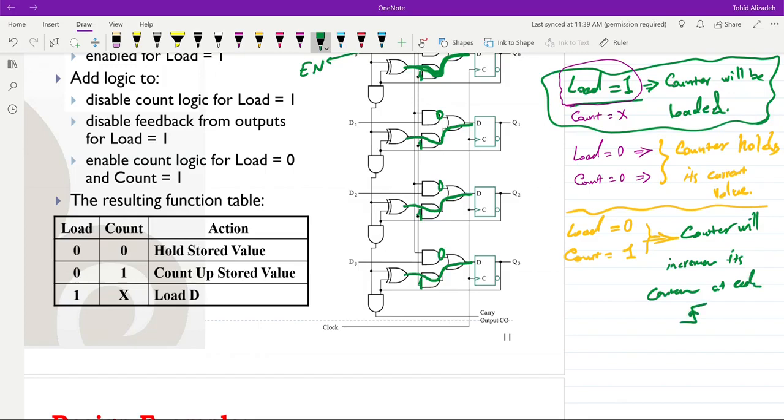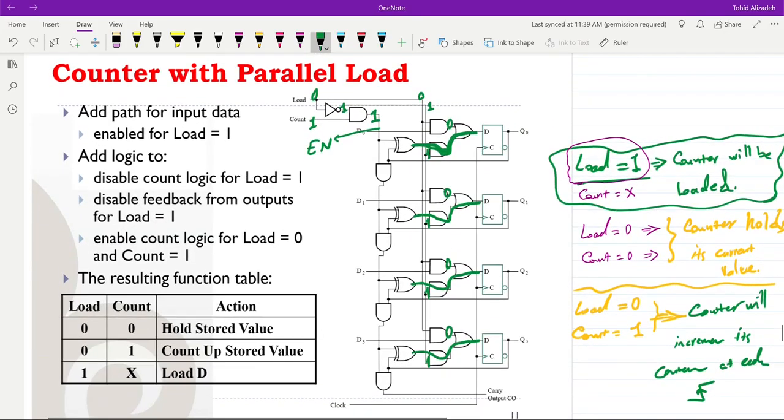So basically this is the way in which our synchronous counter with parallel load will behave. With two control signals, load and count, we have three operations. Holding the stored value when both of them are equal to 0, counting up the stored value when load is equal to 0 and count is equal to 1, and loading an external value when load is equal to 1, and in this case the value of the count input will not matter.